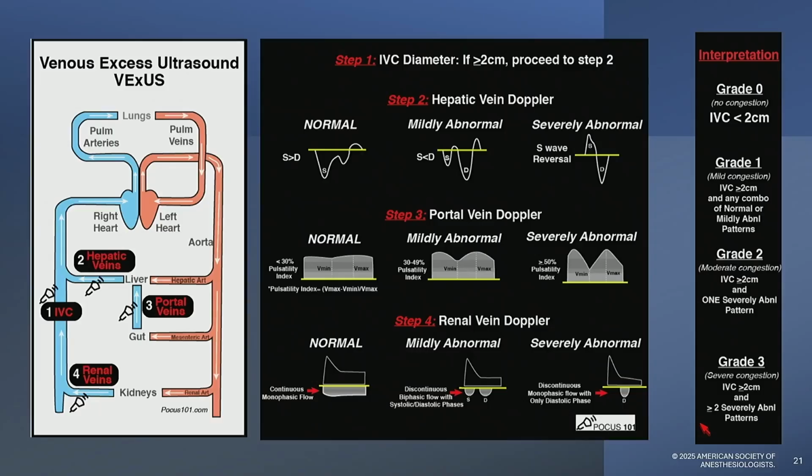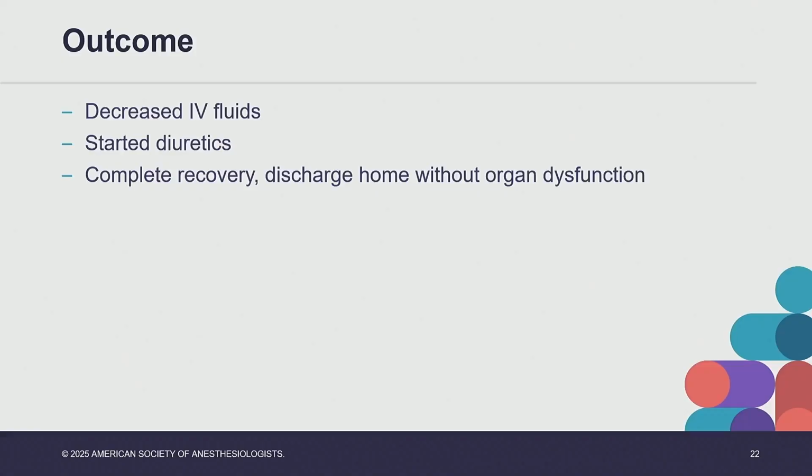And I think when we take patients to the OR who are in this stage of their care, thinking about how we can contribute to limiting fluids and kind of decongesting them will improve their outcomes longer term. So in this case, the patient got decreased IV fluids, started on diuretics, and made a complete recovery home.